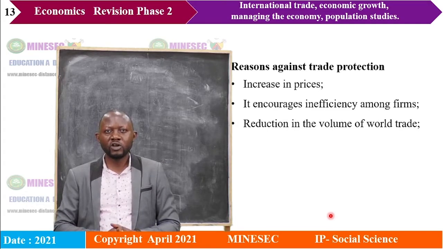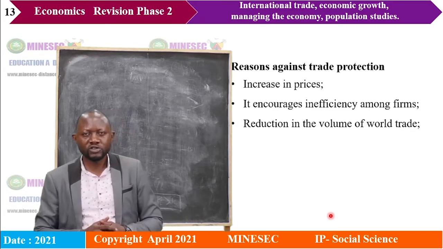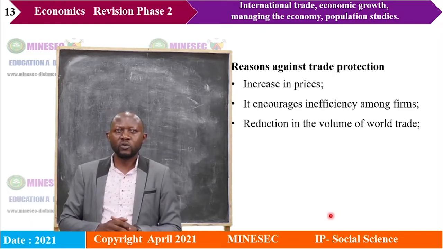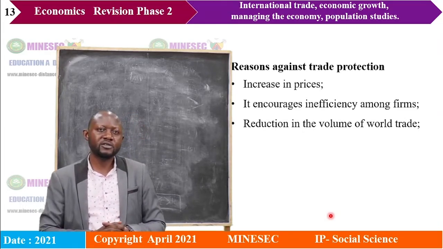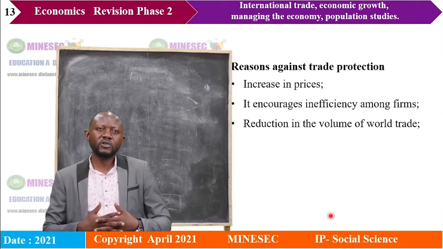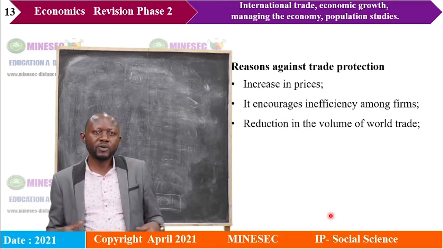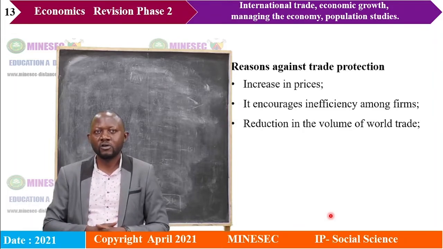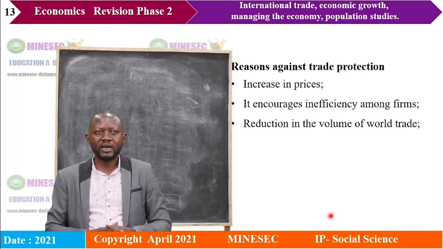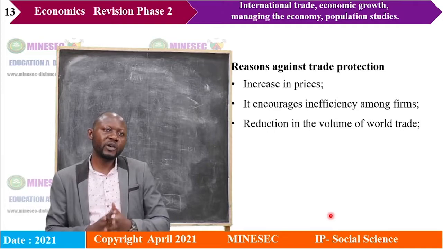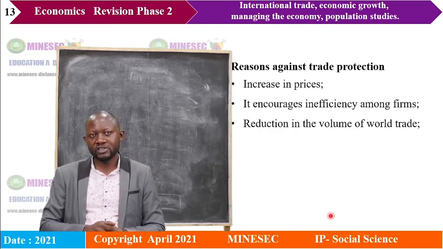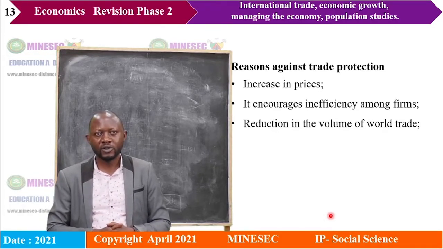Reduction in the volume of world trade. World trade will increase when countries start to specialize in the situation of free trade. When there is trade protection, countries might be forced to try to produce almost all their needs, and they will not be able to benefit from the advantage of specialization. That will lead to a fall in the volume of world trade.